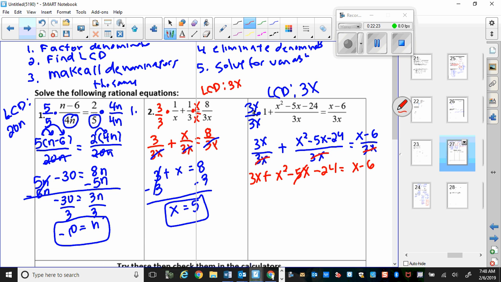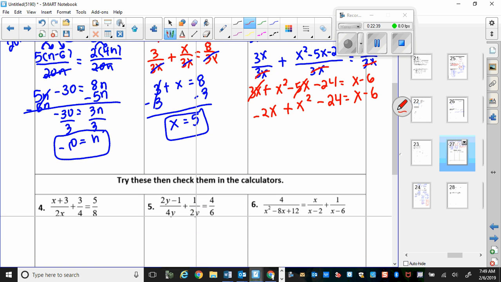Combining like terms on the left, 3x's minus 2x's is negative 2x. And I'm going to rewrite this in standard form with the leading x term first. All right, but for the time being, I need to simplify. So how do I deal with this type of problem when there's a degree more than 2 for this problem?